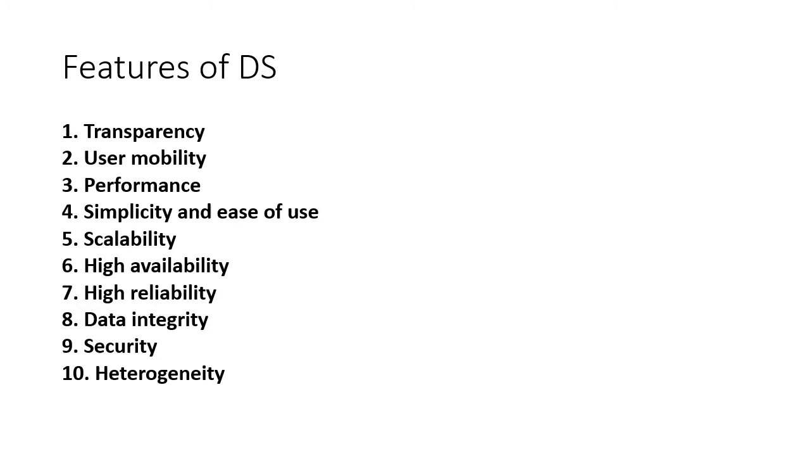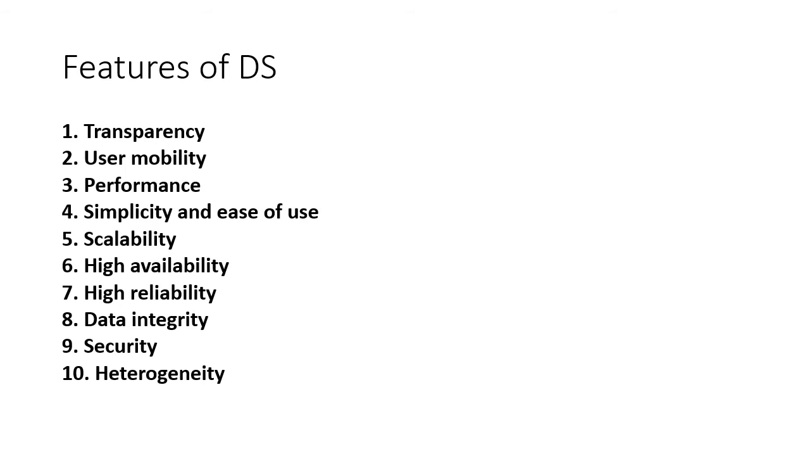The third point is performance. Basically, performance comes from the fact that a distributed system requires network access time, but the network access time should be managed in a manner that it does not considerably reduce the performance of a distributed system. The fourth point is simplicity and ease of use. So simplicity and ease of use means that the user can handle this distributed system in a simple manner, and the commands or the file system which he is using should be simple yet efficient and able to handle the problem of the user. The fifth point is scalability.